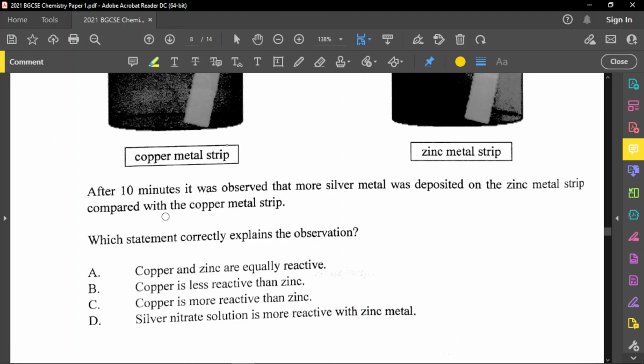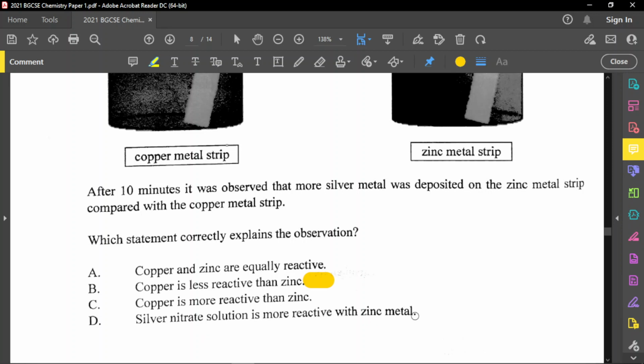All right. Which statement correctly explains the observation? Let's run through this. A, copper and zinc are equally reactive. No, because one has more deposit than the other. B, copper is less reactive than zinc. That seems to be true because you have less deposit on the copper. All right, so let's just make a little notation right here. That looks good. C, copper is more reactive than zinc. That is not true because you have less of the silver on the copper. D, silver nitrate solution is more reactive with zinc.